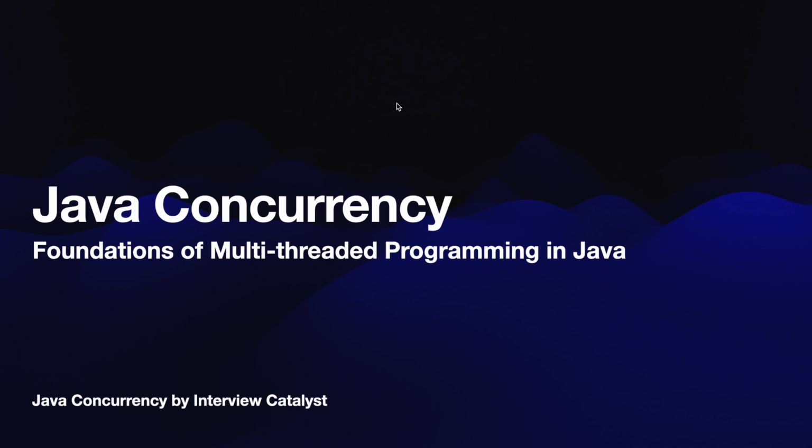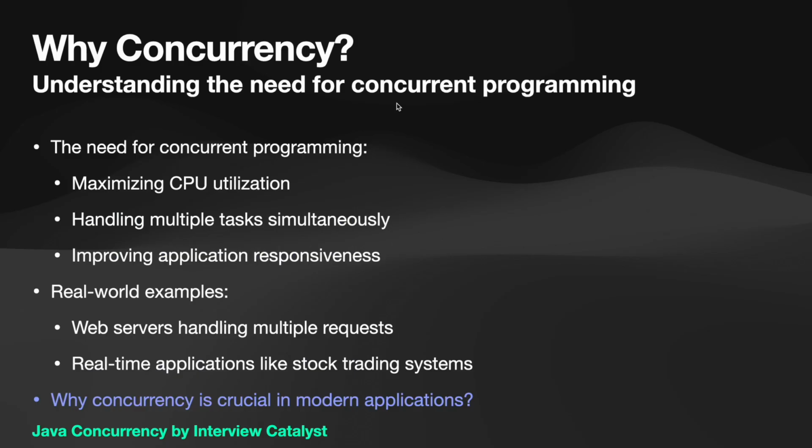So today we are going to discuss Java concurrency, that is a foundation for multi-threaded programming in Java. Why concurrency? Understanding the need for concurrent programming. The need for concurrent programming is for maximum CPU utilization, handling multiple tasks simultaneously, improving application responsiveness, and the real world examples are web servers handling multiple requests, real world applications like stock trading systems.